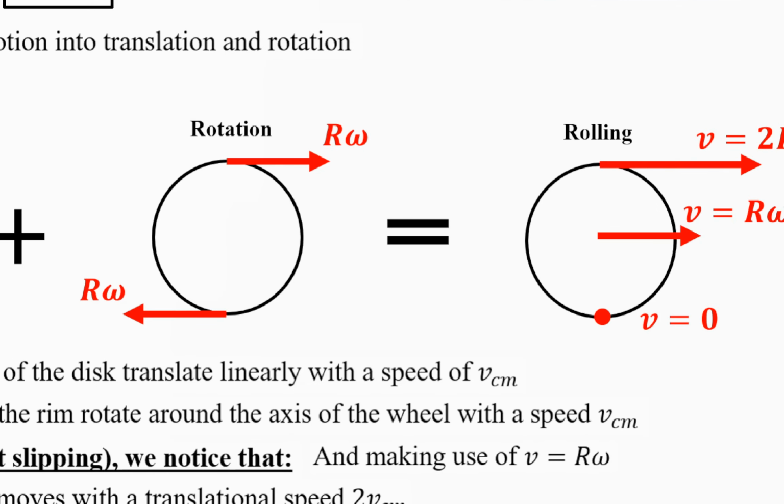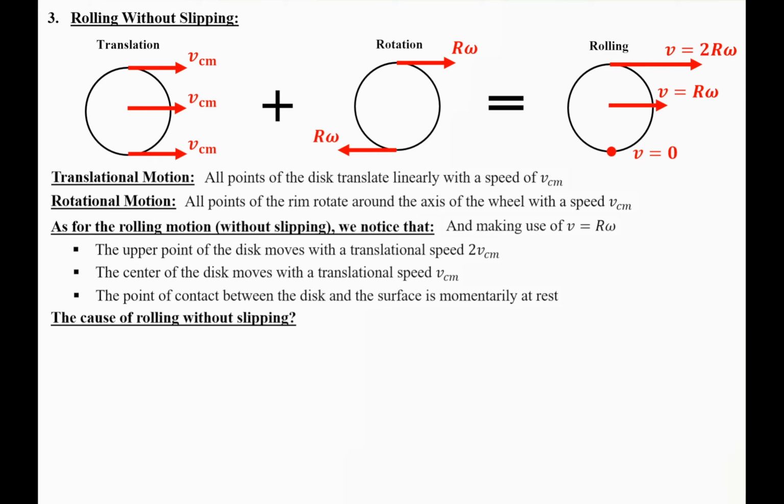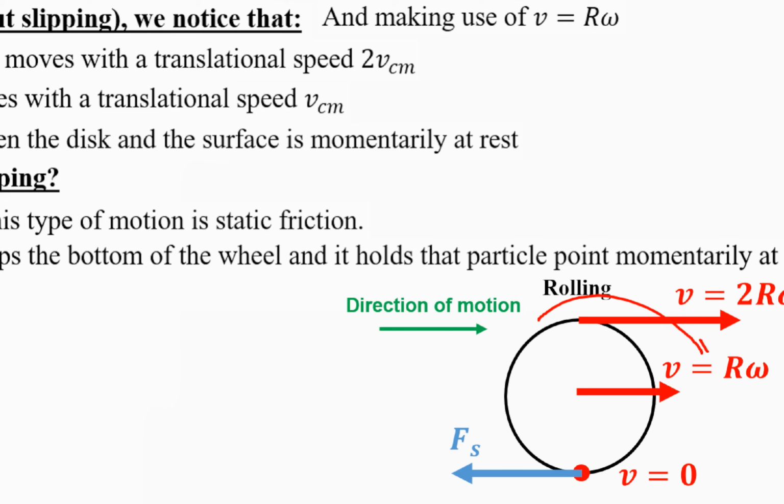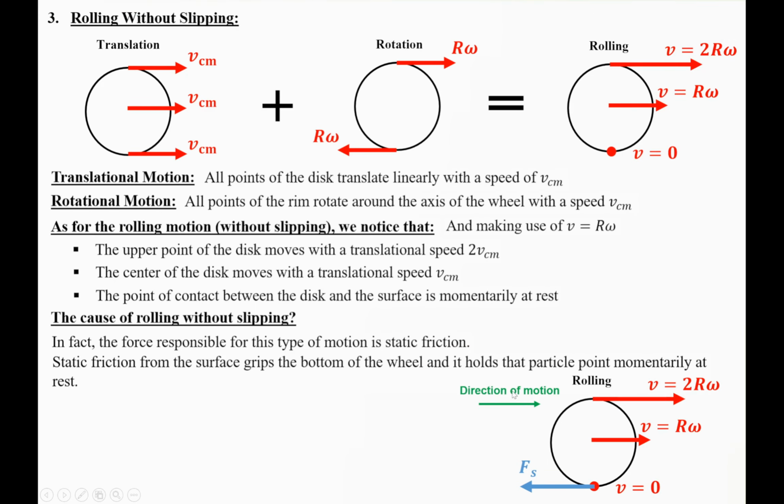Now here there is a very important question that we should ask. What is the cause of rolling without slipping? In fact, the force responsible for this type of motion is static friction. Static friction from the surface grips the bottom of the wheel, and it holds that particle point momentarily at rest. So if the direction of motion is to the right, then at this particular point the direction of static friction would be to the left. Why is it static friction and not kinetic friction? Because momentarily this point will be at rest and the wheel will roll to the right in this case.